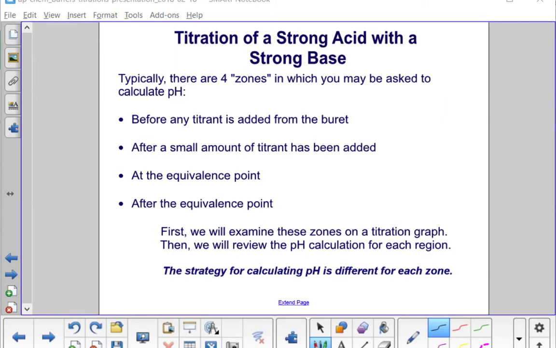We're going to walk through several examples of titration, starting with a strong acid with a strong base, but typically there are 4 zones in which you might be asked to calculate the pH. Before any titrant is added from the burette, after a small amount of titrant has been added, at the equivalence point, and then after the equivalence point. So first we're going to just look at these 4 zones on a titration graph, or a titration curve, and then we're going to review the pH calculation, how we would do the calculation for each region. And the strategy for calculating the pH is different depending on which part of the titration curve we are in.